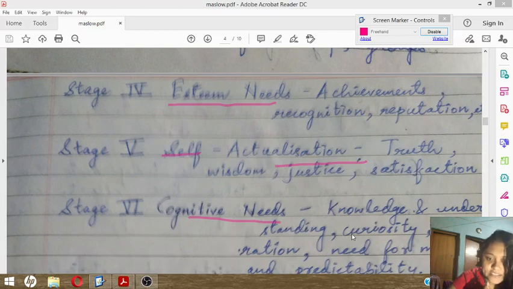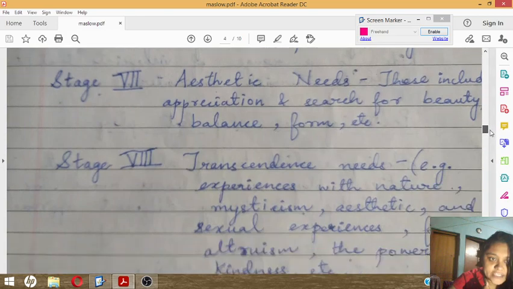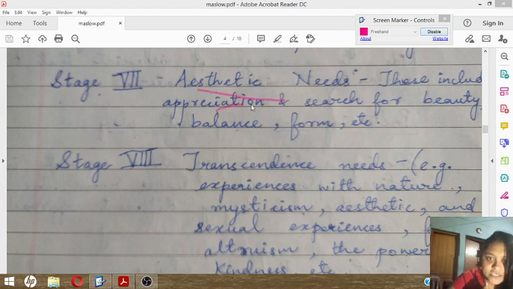Then in knowledge and understanding, in cognitive needs, curiosity. Cognitive, you can relate with cognition. And need for meaning, curiosity, exploration, predictability, all come in cognitive needs. Then moving on to the next, stage 7, aesthetic needs. In aesthetic needs, you get appreciation and search for beauty, balance, form, etc. And the next stage, stage 8, is transcendence needs.